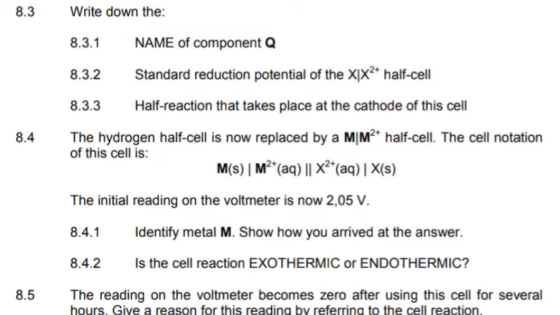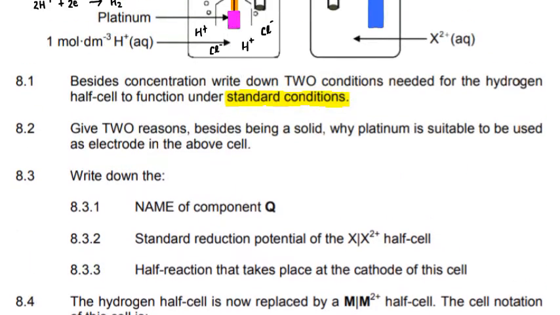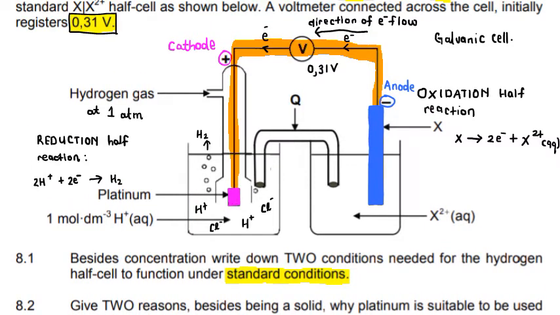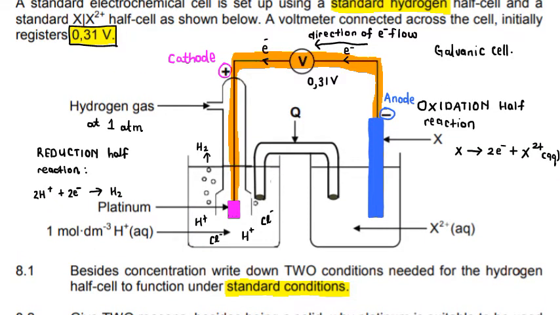Okay, question 8.3. It says write down 8.3.1 the name of component Q. Right, let's just go back to the sketch and see. Oh, okay. Component Q is this component right over there, so that is called a salt bridge.